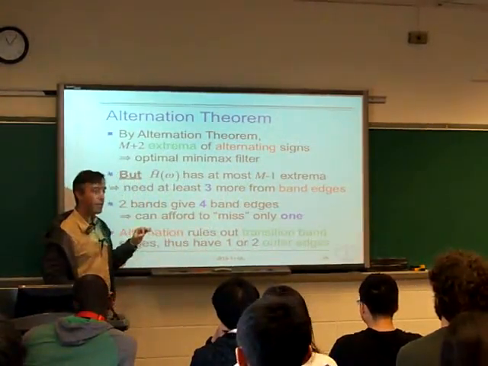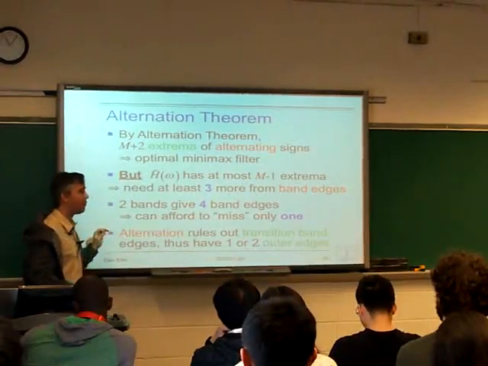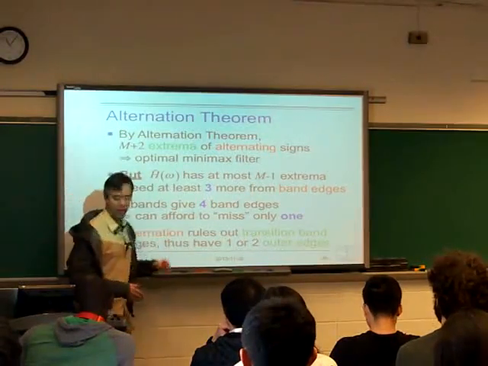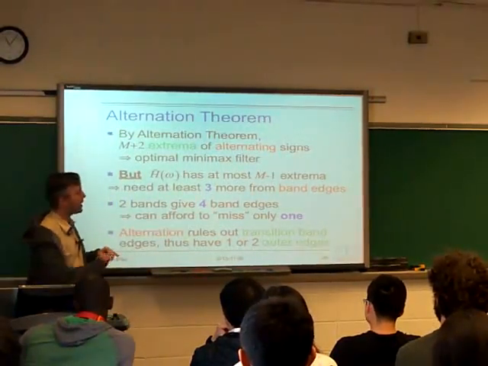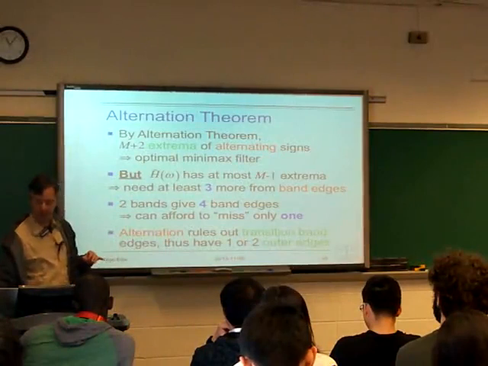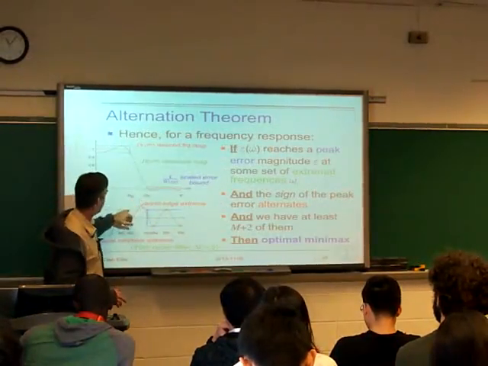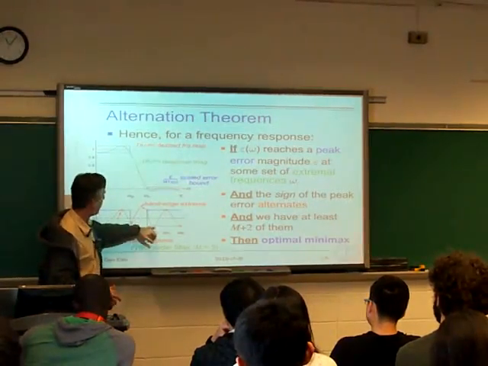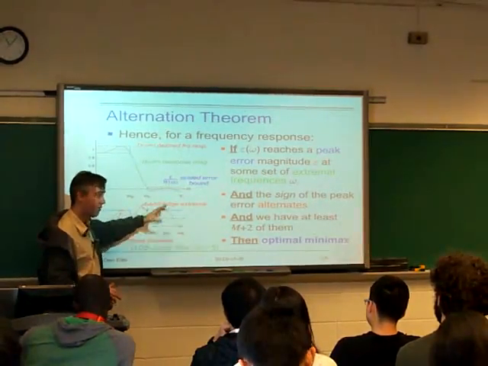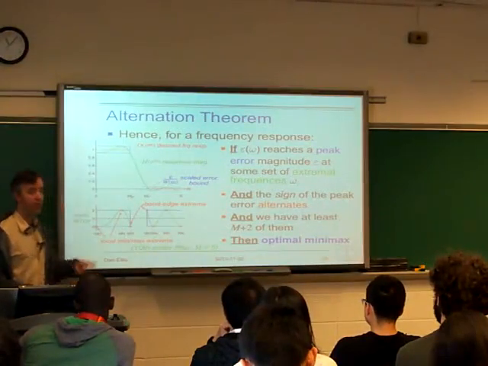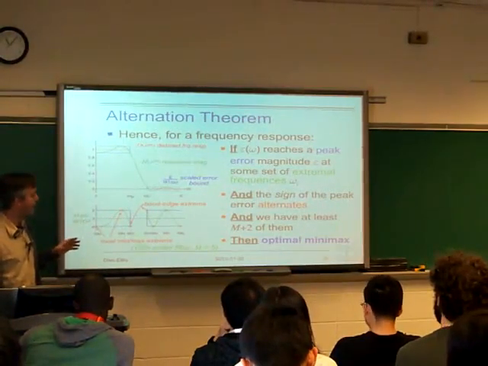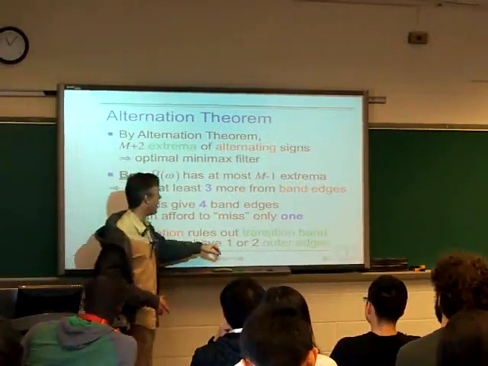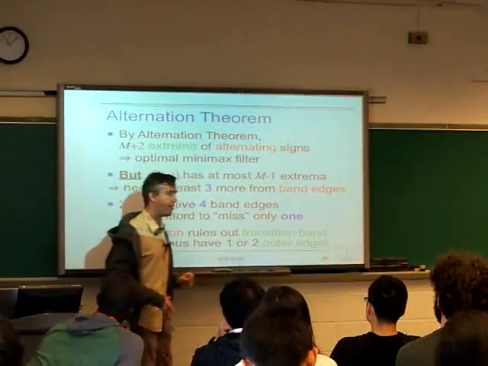The alternation theorem says we need m plus 2. So we can miss one of these, but only one. If we missed one of the transition band edges, then we wouldn't get this alternation. Then if we just missed this edge, so this was not one of our red circled things, then this would be a negative one, and this one would also be negative. So we wouldn't have this property where the successive extrema have to alternate in sign. So the only thing we can do is we can afford to not get one of the 2 outer edges.